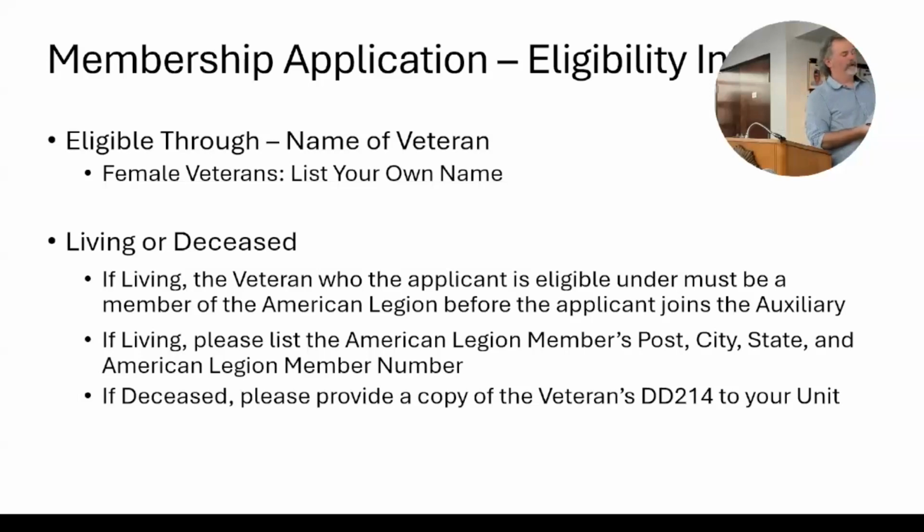Next up, we have living or deceased. If the veteran is living, like I said, you must have your Legion member number. If they are deceased, please have a copy of the veteran's DD 214 for your unit. You do not need to send us a copy of their DD 214 once the application is signed by both the applicant and the adjutant. But please keep hold of your records. I'm seeing some confusion. We don't need it. You guys need it at your level for your records.